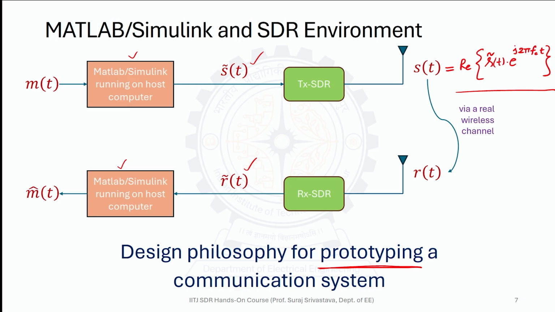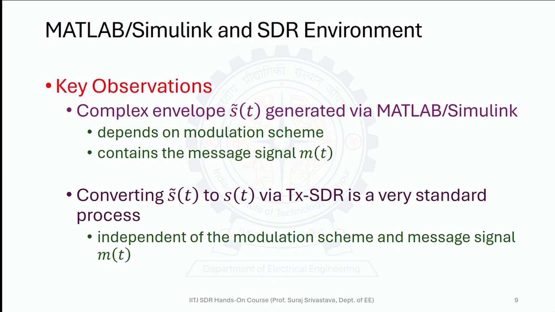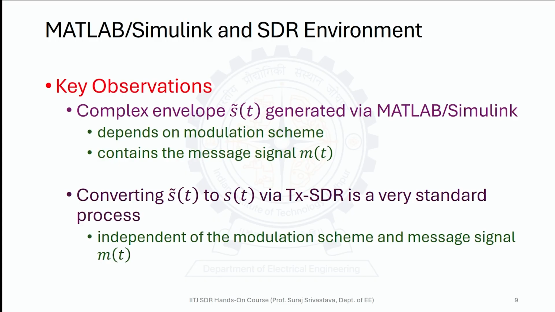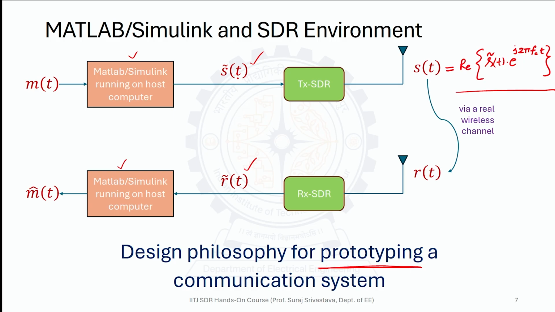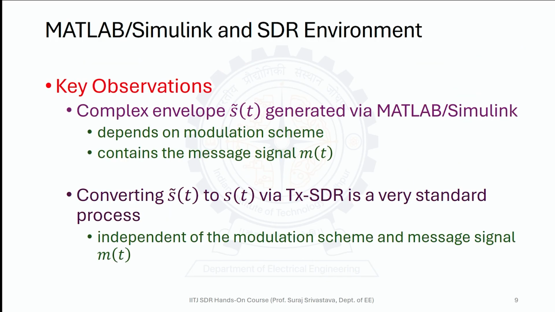But this is just to explain that the RF processing done at the Tx SDR is independent of the modulation scheme. So the key observation here is that the complex envelope S tilde t generated via the MATLAB or Simulink model depends on the modulation scheme, and it contains the message signal MT. Whereas converting the baseband signal S tilde t to the electromagnetic signal ST via Tx SDR is a very standard operation, and it is independent of the modulation scheme and the message signal MT. Once you have obtained S tilde t, the RF processing does not depend on what message signal MT is contained in S tilde t or what modulation scheme was used to generate it.